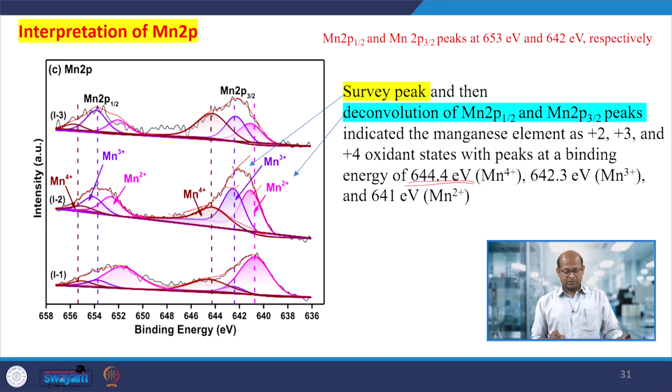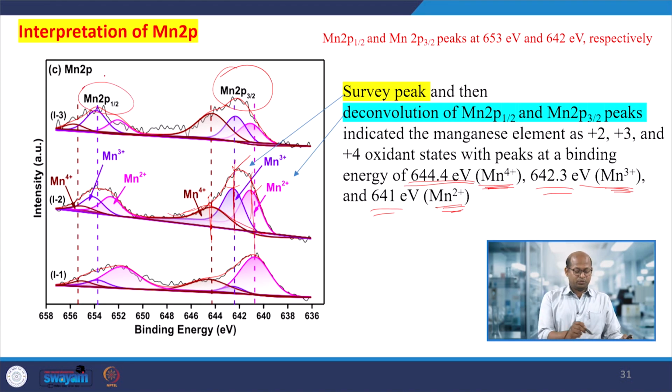At the binding energy of 644.4 electron volts, you get the manganese +4 oxidation state. Then 642 electron volts is the manganese +3 oxidation state, and then the manganese +2 oxidation state is at 641. From 3 different locations in the deconvoluted spectra we can tell that 3 different types of metal ions are present in that particular sample. So here we have just discussed manganese 2p 3/2. Similarly for manganese 2p 1/2, we get the survey peak, and after deconvolution of manganese 2p 1/2 we can see that 3 different metal ions are present there also.